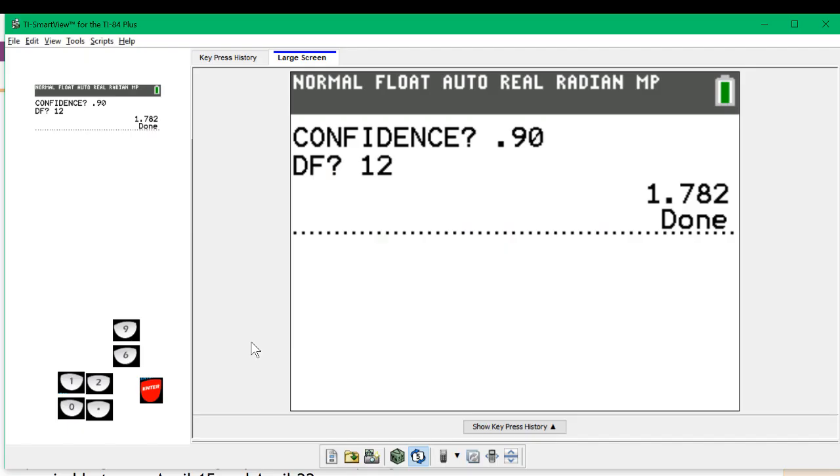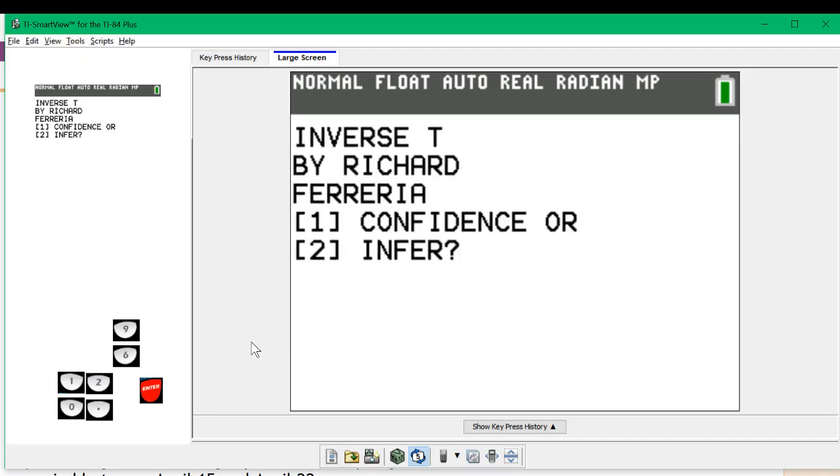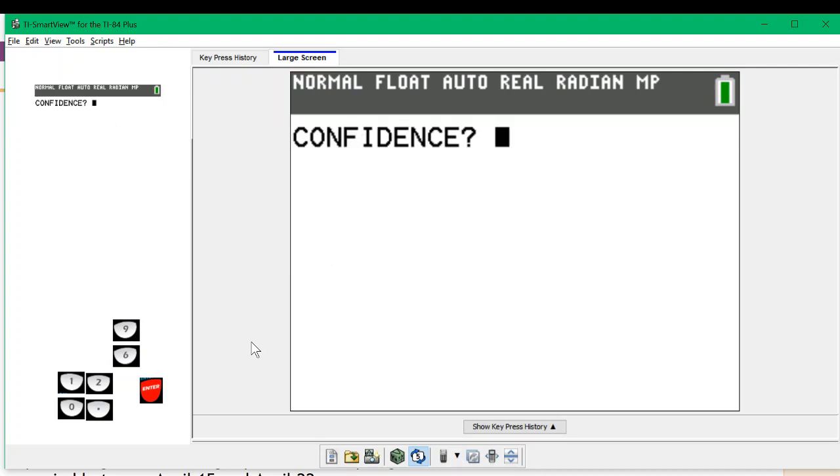And so we would go back to our program. We're going to do the exact same thing. 90% confidence interval, 29 degrees of freedom, right?